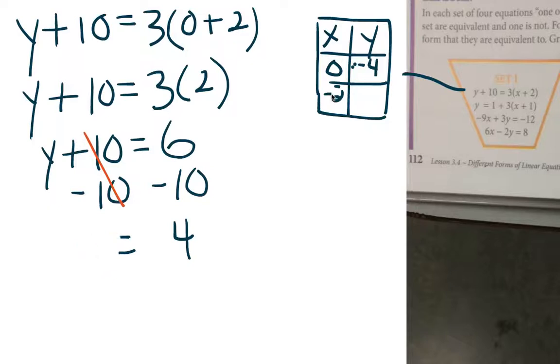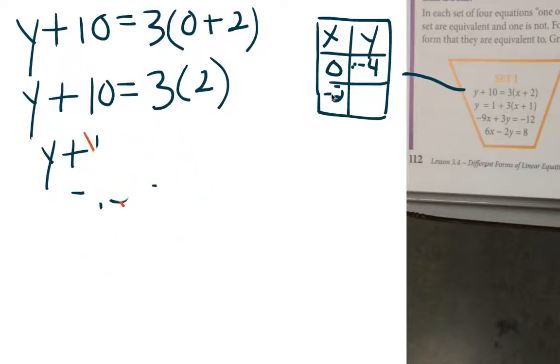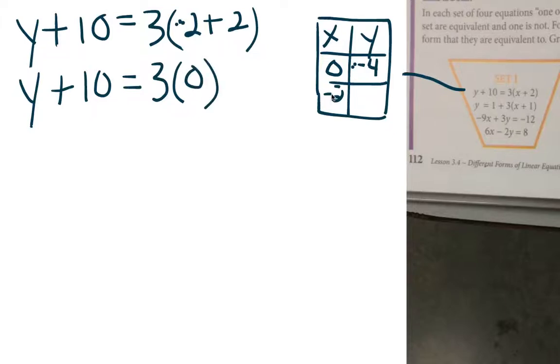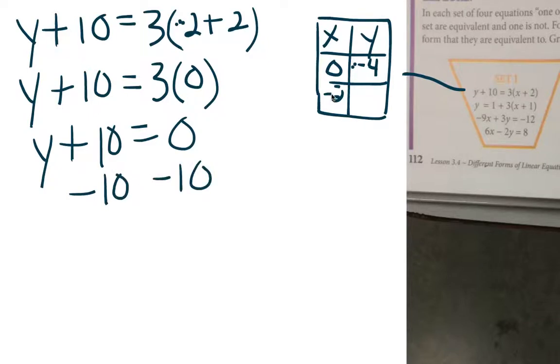And now we're going to replace x with the value of negative 2. So we're going to take that 0 out and put in negative 2 and see what the value of y is. What we're doing is finding 2 points on a line. So we found that when we put negative 2 in, that resulted in a 0. So y plus 10 is equal to 0. If we subtract 10 from both sides, 0 minus 10 is negative 10. So when x is equal to negative 2, y is equal to negative 10.